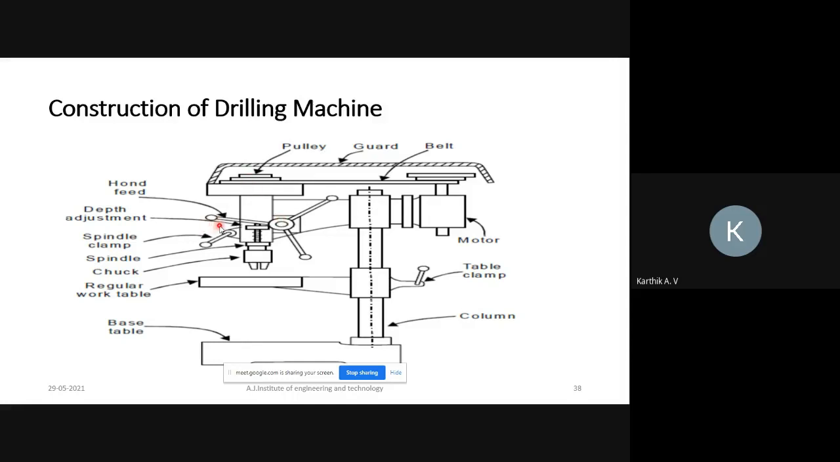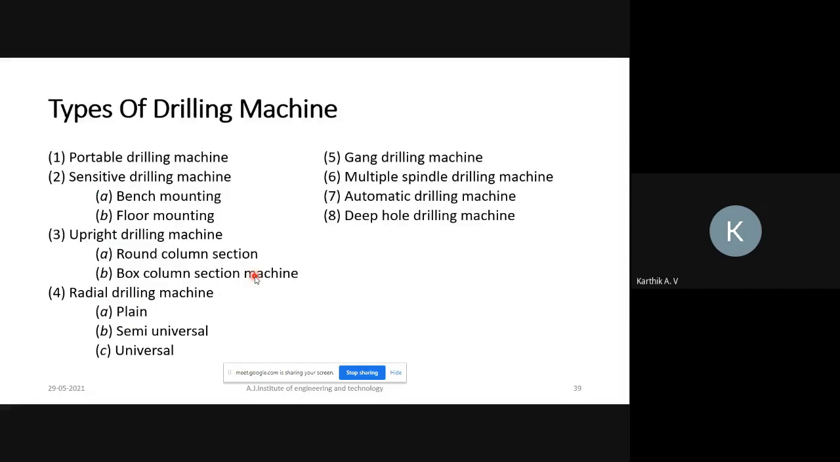Then the spindle will rotate continuously. You can move this spindle upward as well as downward with the help of this hand wheel, and create a hole in a workpiece. So this is the construction as well as the working principle of a drilling machine. Next, we'll see the types of drilling machine.